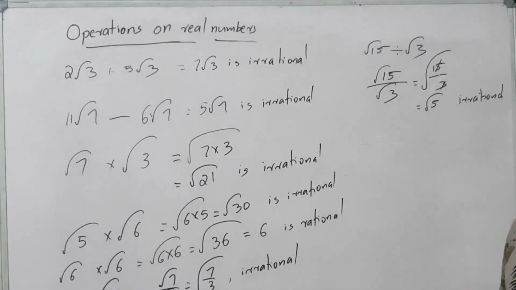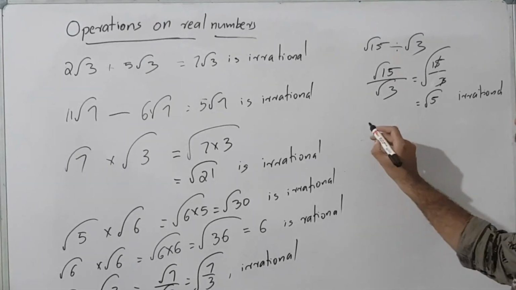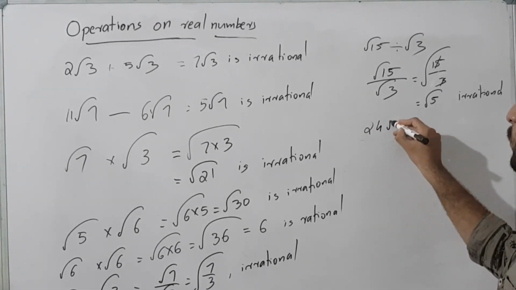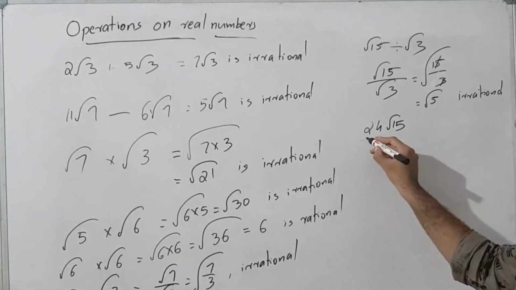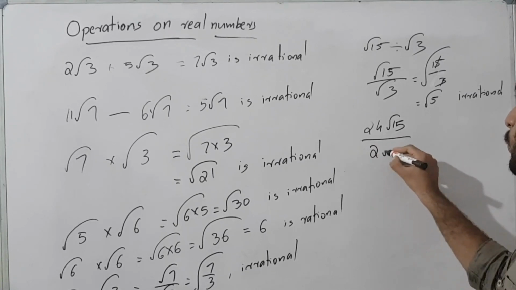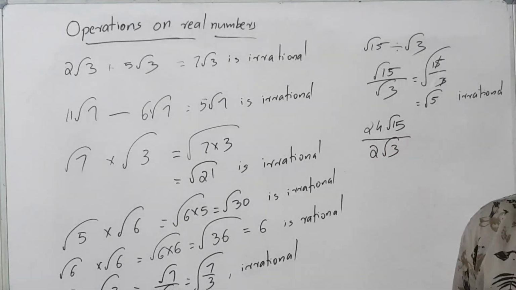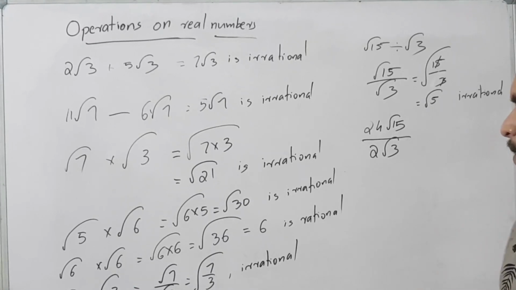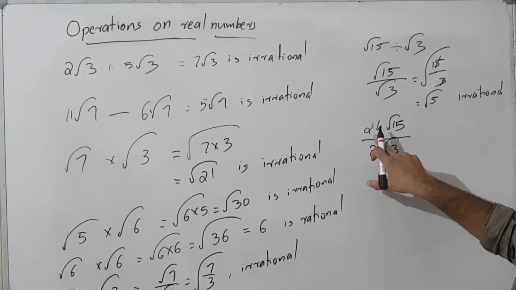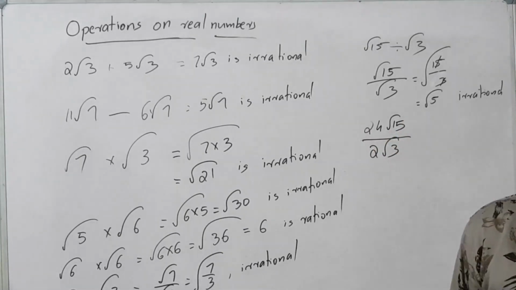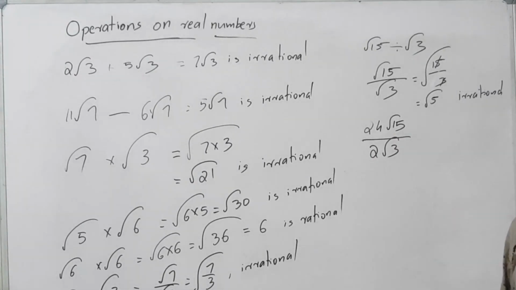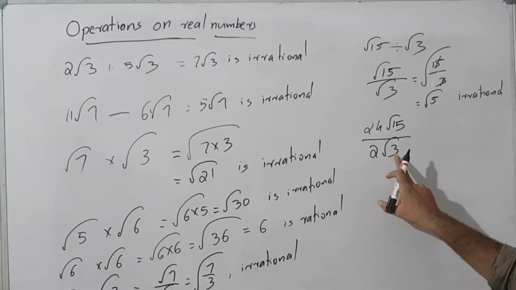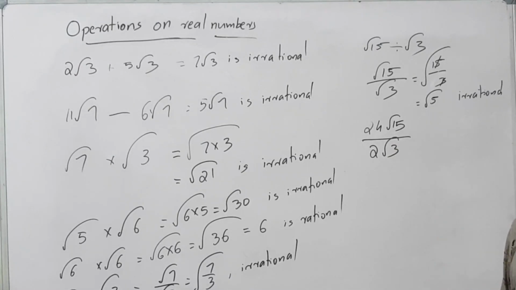Correct? Discussing here one more example. That one is like this: 24 root 15 by 2 root 3. Then here we know that 24 is a rational number, root 15 is an irrational number. So 24 into root 15 is an irrational. 2 is a rational number, root 3 is an irrational number, then 2 root 3 is an irrational number, correct?